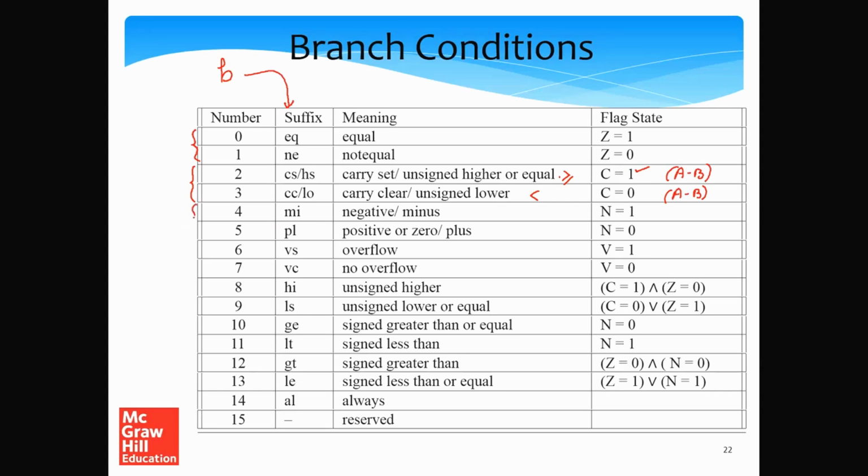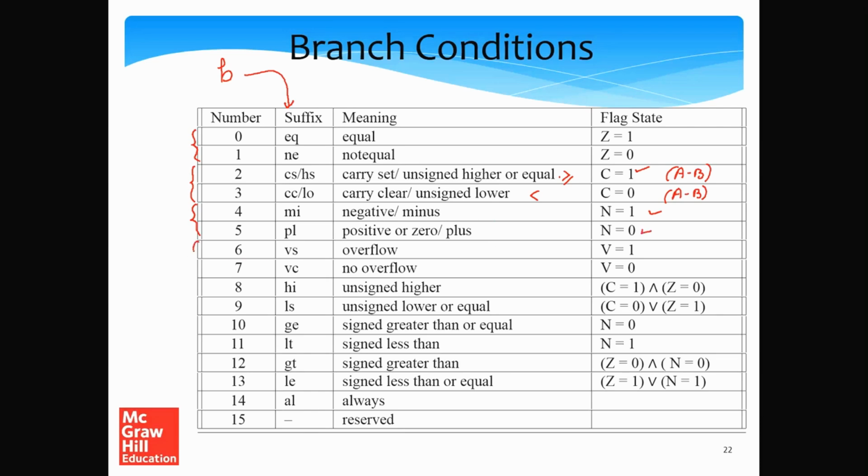So there is another pair of conditions, MI and PL, which means minus and plus. Basically, when we subtracted, the last result that came had a minus sign. So in this case, the negative bit would be set to 1. This says that the last result that the flag-setting instruction considered had a minus sign, and so the MI suffix condition would be true. The opposite of MI is PL, which is positive or 0. So the condition is also exactly opposite.